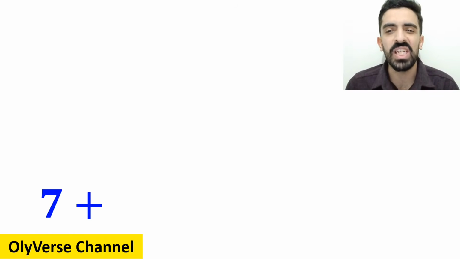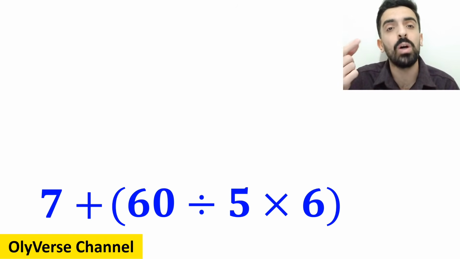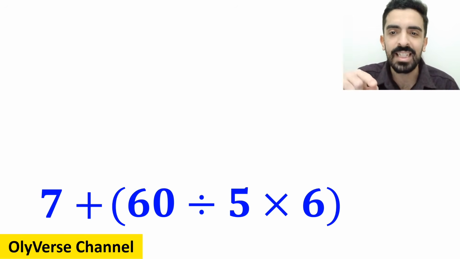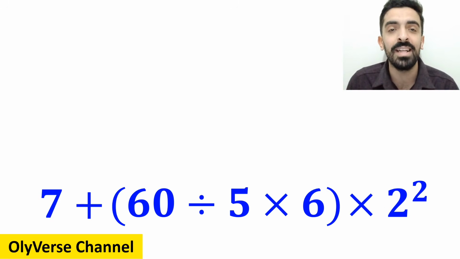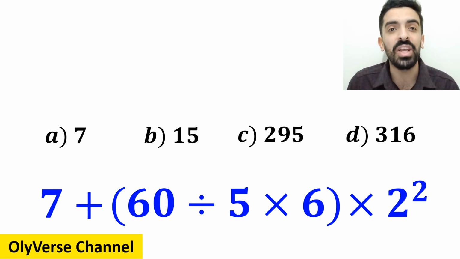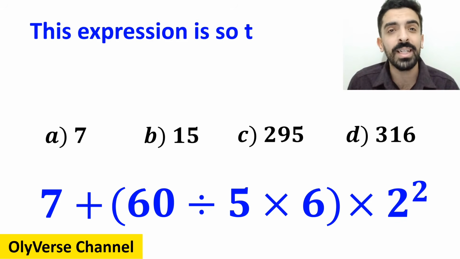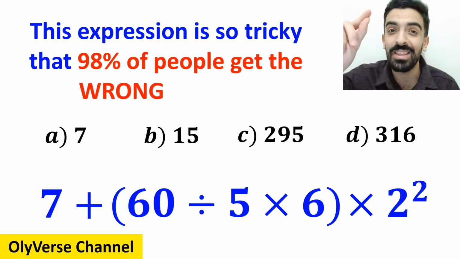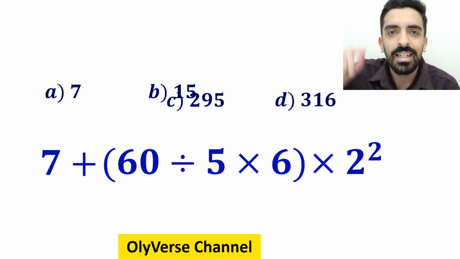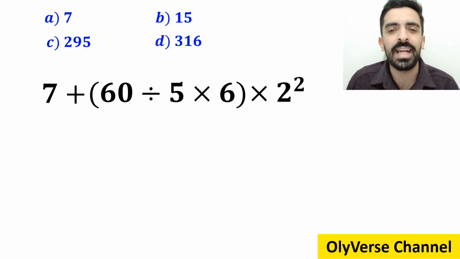What is the value of the expression 7 plus open parentheses 60 divided by 5 times 6 close parentheses and multiplied by 2 squared? Which option do you think is the correct answer to this question? This expression is so tricky that 98% of people get the wrong answer. Let's go step by step and solve it together.